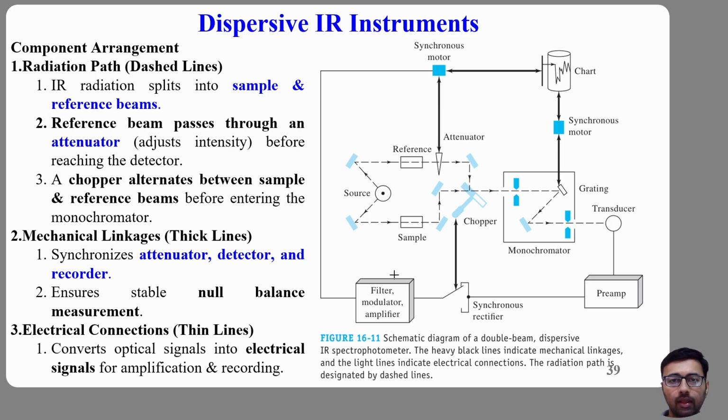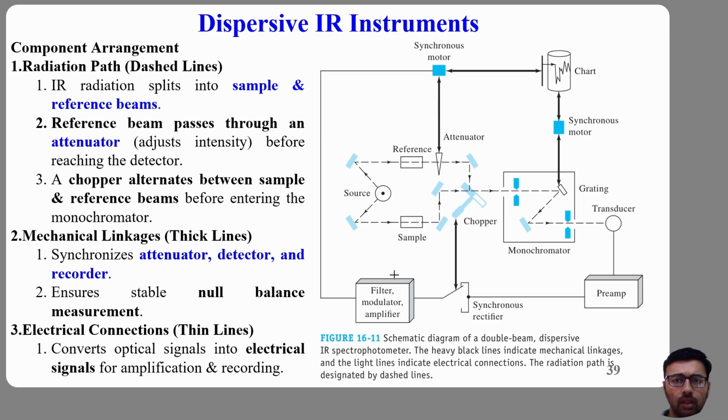That electrical signal activates a synchronous motor. The motor physically moves the mechanical attenuator into the reference beam pathway. This blocks part of the reference beam until the sample beam and the reference beam once again become equal in intensity. When the detector sees equal intensities, the signal returns to zero. This is called a null condition.